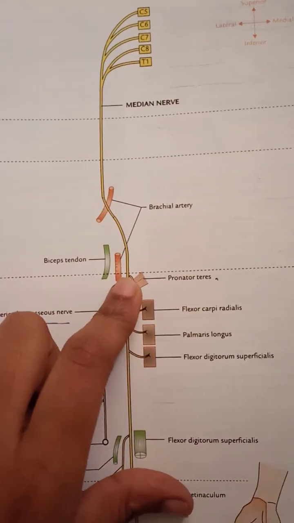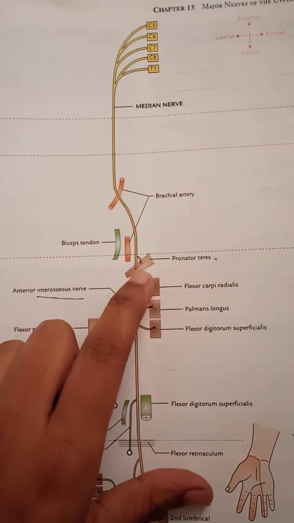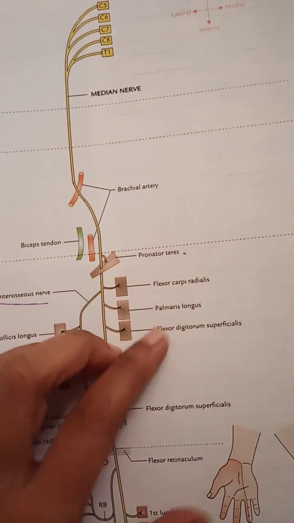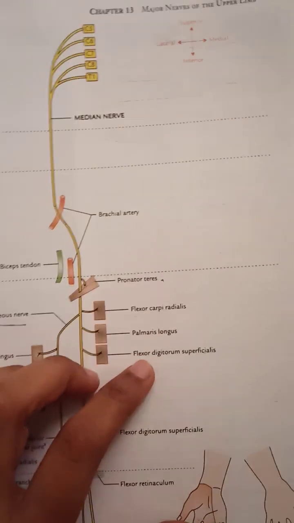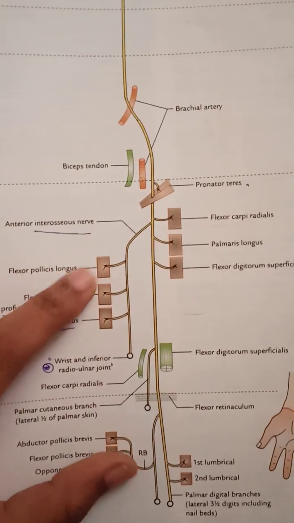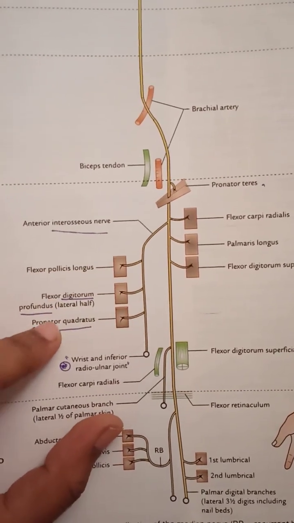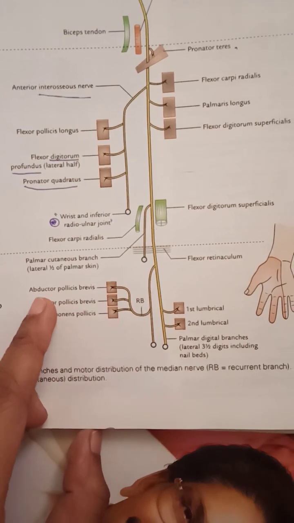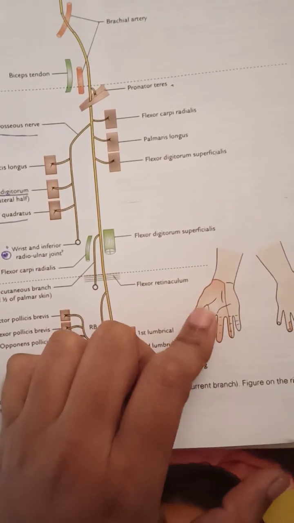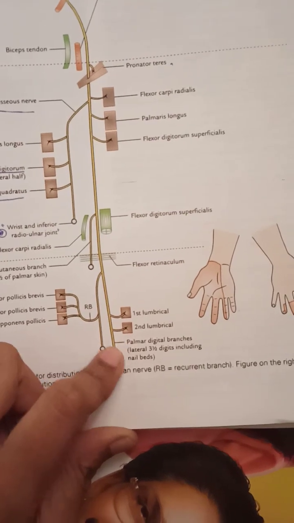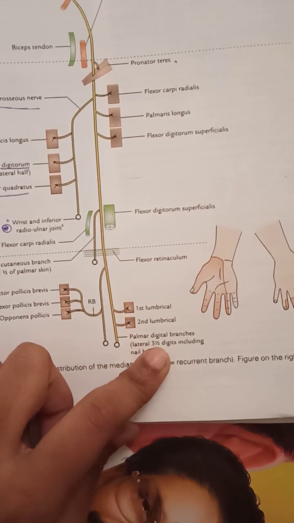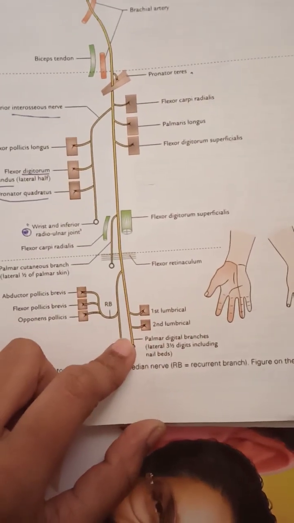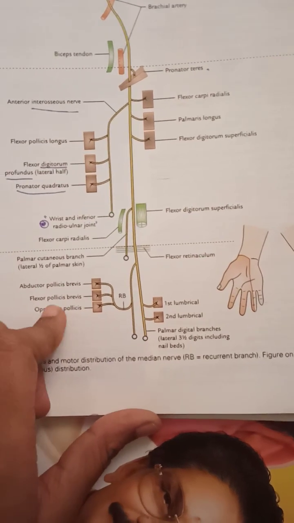It runs along the brachial artery, then biceps near the forearm, and it supplies pronator teres, flexor carpi radialis, palmaris longus, flexor digitorum superficialis, which are the superficial flexor muscles. The anterior interosseous nerve supplies flexor pollicis longus, flexor digitorum profundus, pronator quadratus, which are deep muscles. It also supplies opponens pollicis, flexor pollicis brevis, abductor pollicis brevis on the radial side of the hand, and the first and second lumbricals and palmar digital branches to the lateral three and a half digits, including their nail beds.